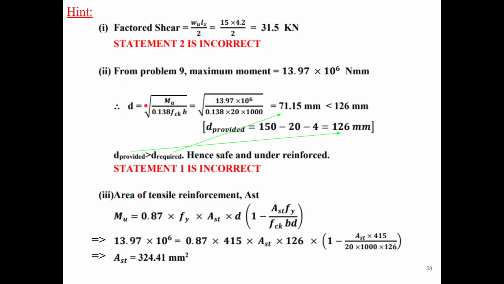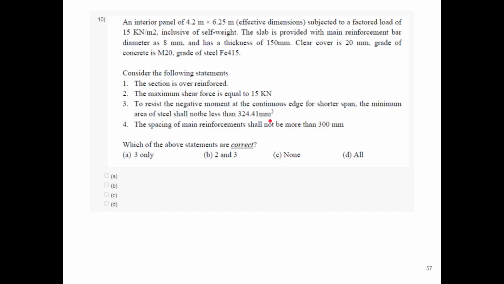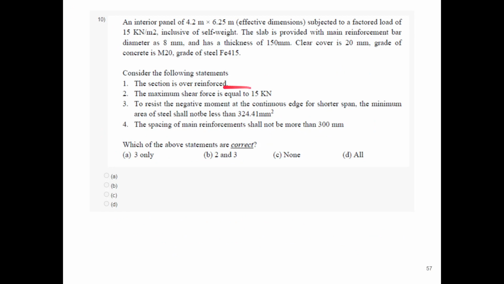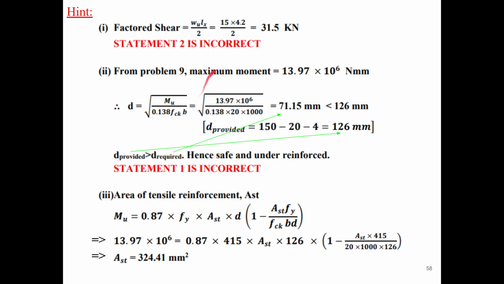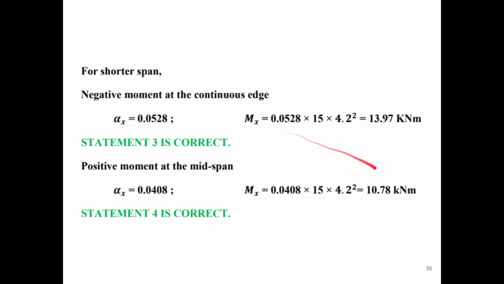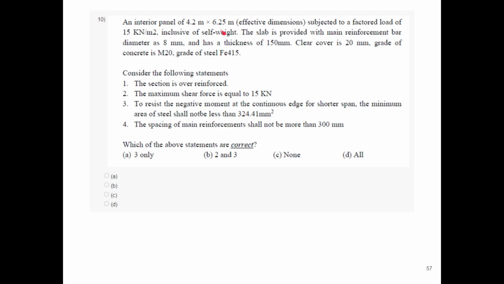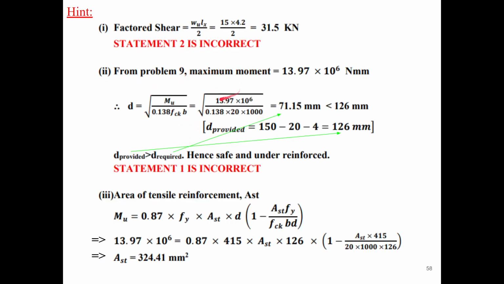Then the first point. Based on the reinforcement, we need to find whether this section is over or under reinforced. We found from the last question that the maximum moment is 13.97, right? So 13.97 is the maximum moment, and Fe415 is the steel. So the limiting condition is Mu equal to 0.138 fck b d square. b is 1000, fck is 20. Solving, we get d required as 71.15 millimeter. That is d required.